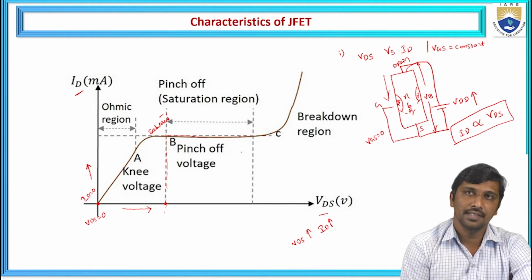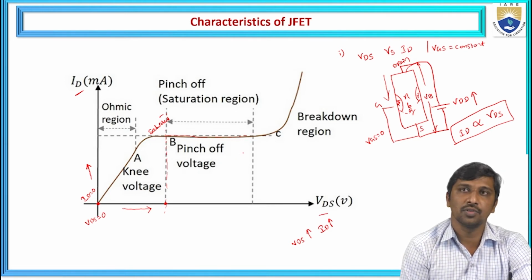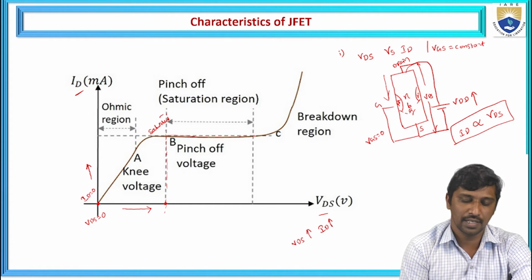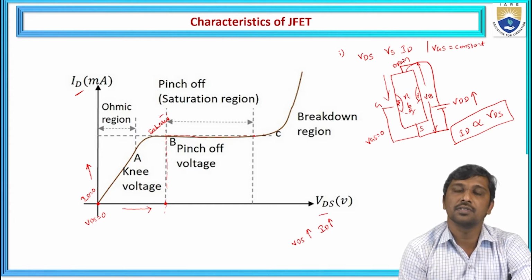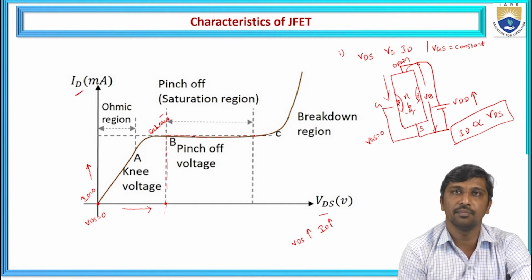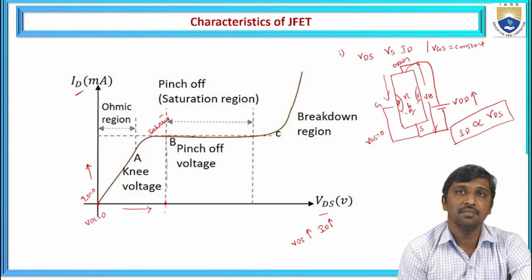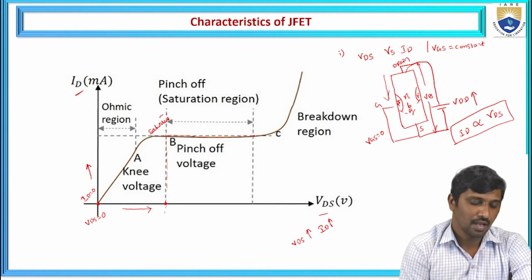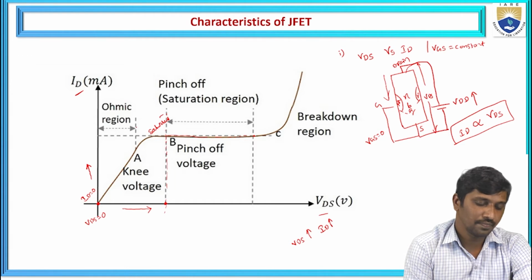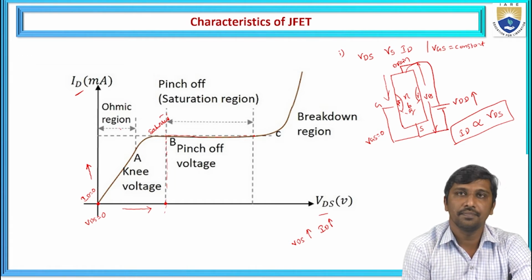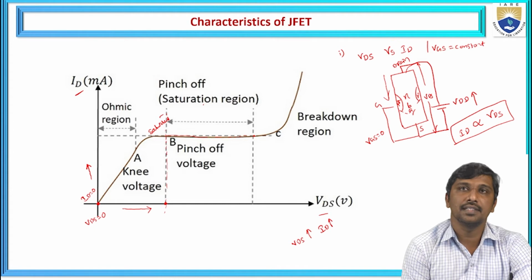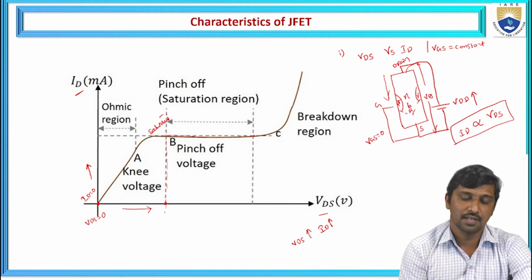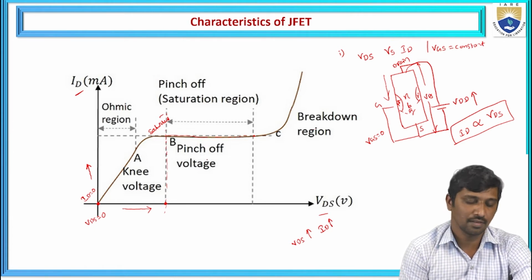If the voltage keeps increasing even though the current is constant, at a particular voltage it breaks down the material properties. Hence, that region is called the breakdown region. From these characteristics, we define some regions: the ohmic region, the saturation region, the breakdown region, and the pinch off voltage.